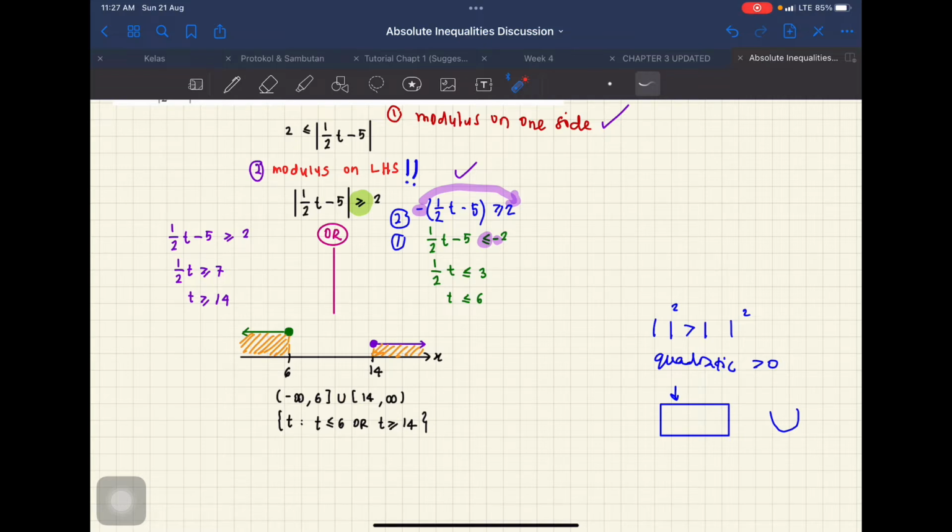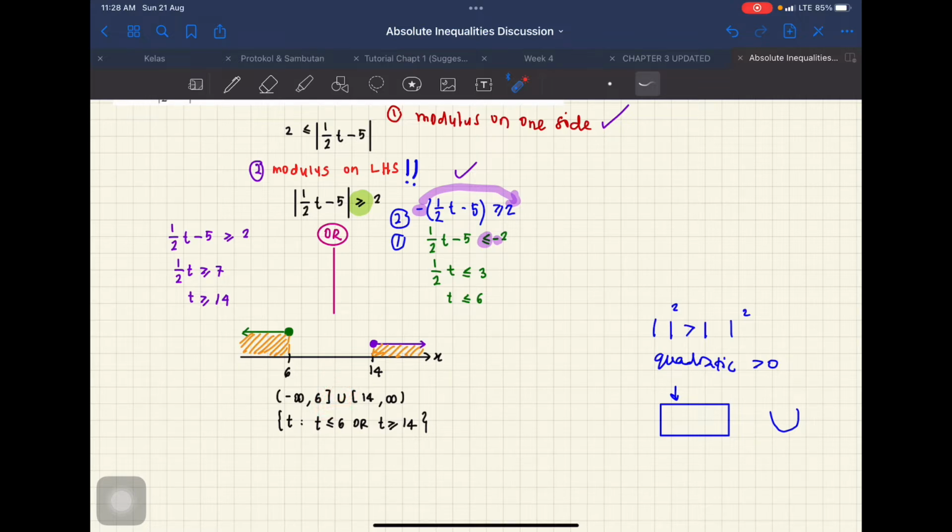Okay, and then kita ada dua jawapan. We have this one and we have this one. In order for us, we need to take both. Kita bukan nak satu sahaja, kita nak dua-dua. So that's why kita letak union. So kita menggabungkan jawapan kita tu menjadi satu jawapan sebab kita nak dua-dua. That's why kita letak union.